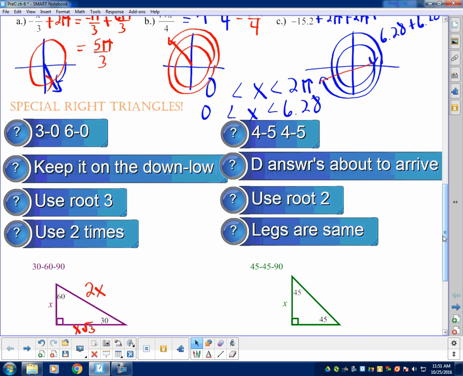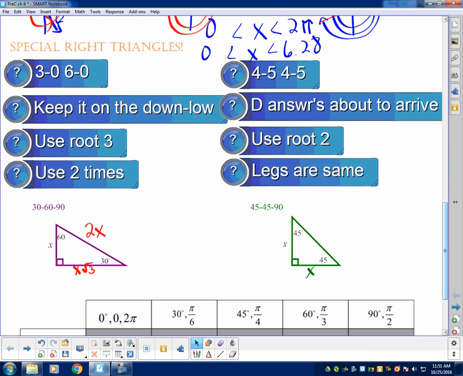So what we mean by that is legs are the same. How do I know what the legs are? They look the same. That's true. That is how you know. And they're opposite the 45-degree angle, so you know they have to be the same. That's a geometric property. It says if you have two 45-degree angles here, then the sides opposite the 45-degree angles have to be equivalent. This is an isosceles right triangle. And we say use root 2 means take x and multiply it by root 2.